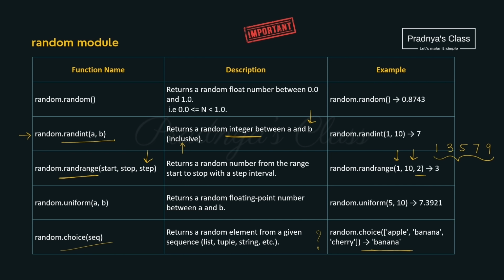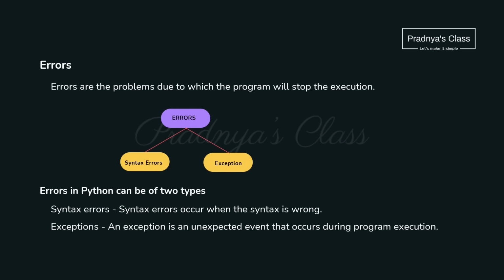Hope you are clear with the usage of all these functions because we are gonna use it to solve the questions. Alright then, first of all, let's try to understand what is exception. Exception is nothing but error. But what's the error? Errors are the problems. When we execute the program, the problems will occur and the execution will stop.